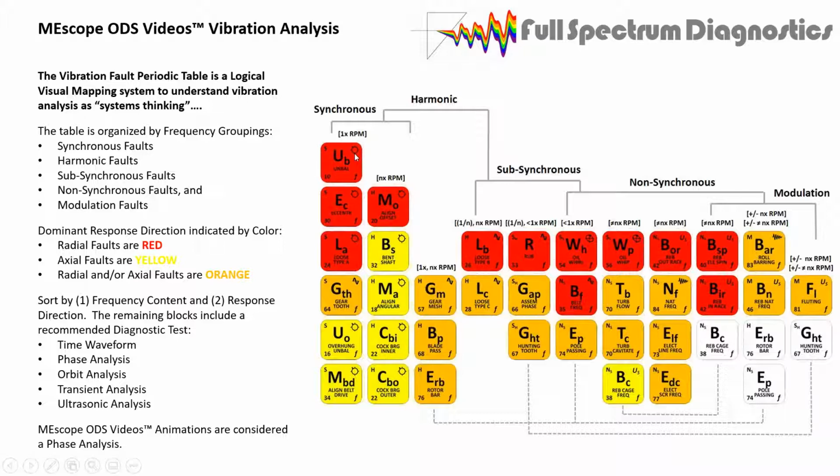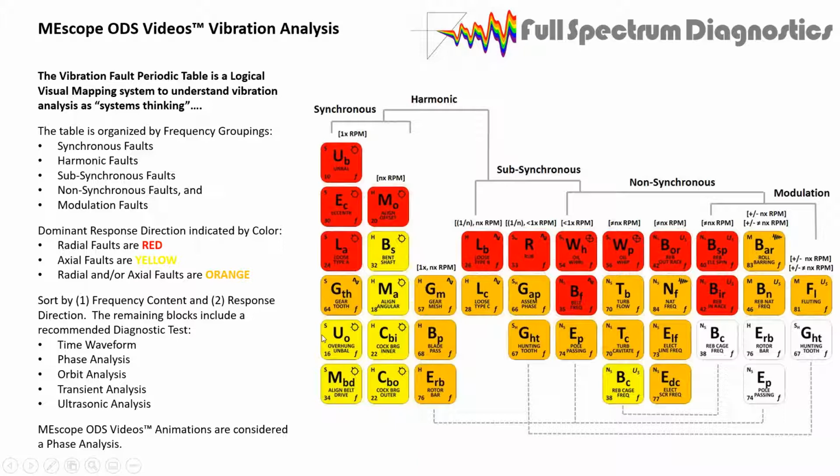So this is my unbalanced block. It's red because it presents itself in radial directions. And it has a little phase icon in here. So it's telling me what to do next. Once I've sorted with respect to frequency content and direction, the block itself is saying you need to do a phase test now. If you'll notice, the first 2 columns on the table, with the exception of this gear problem, are all phase analysis.